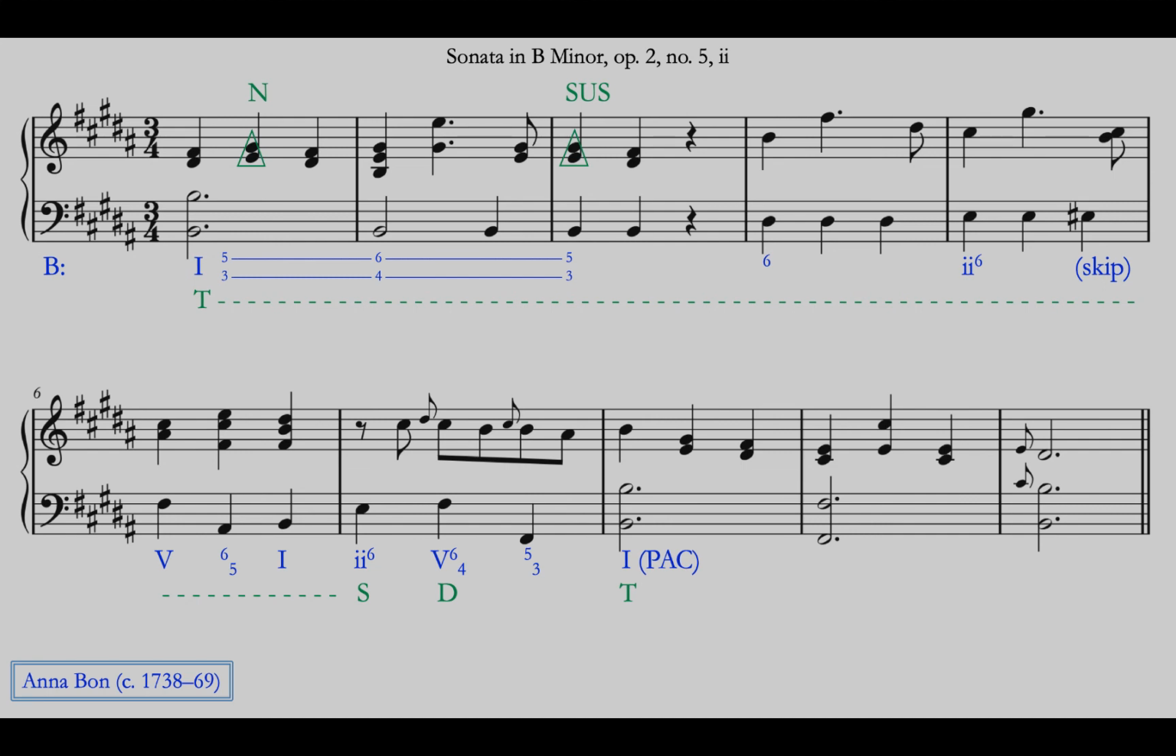The music that follows is a little codetta, like a mini coda to this theme. I'm going to skip that for the purpose of the analysis.